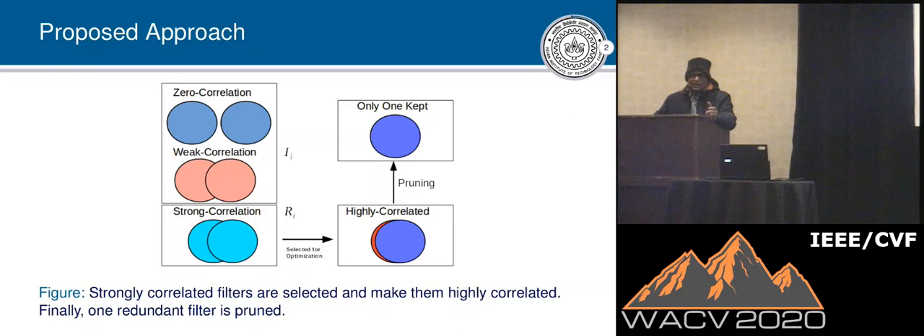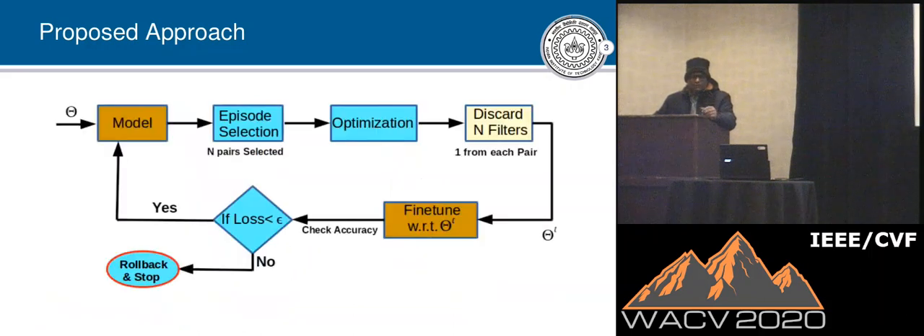correlated filter pairs. And at that time, we can prune one of the filters, because these two filters belong to the same pair and they are highly correlated, and these two filters are applied on the same input feature map. So we can think the output feature maps also have some kind of redundancy. So we can prune one filter from each such pair. So this is our approach.